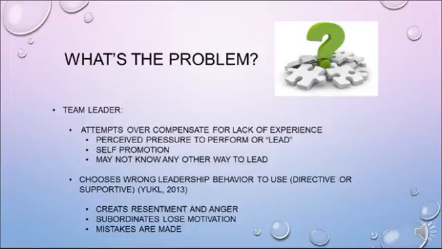Okay, and what happens is they choose the wrong type of behavior to use in situations, and this behavior could be either directive or supportive. Okay, when I talk about directive behavior, I'm not talking about yelling at someone. I'm talking about having clear, concise rules and clear, concise job objectives and performance objectives. Okay, and if we use the wrong type of behavior, a leader can create resentment and anger within the group, subordinates can lose motivation, and mistakes can be made.